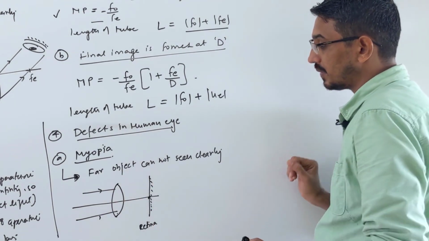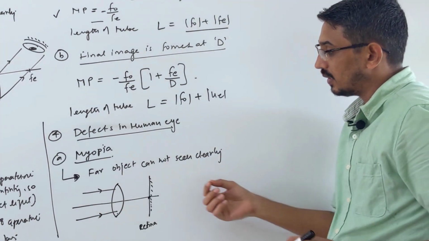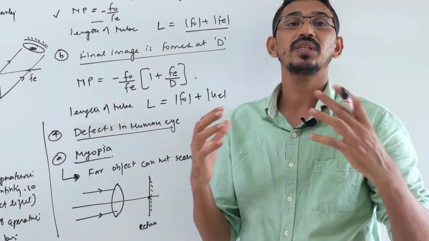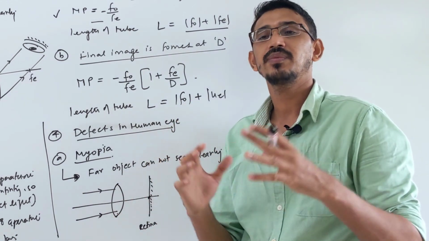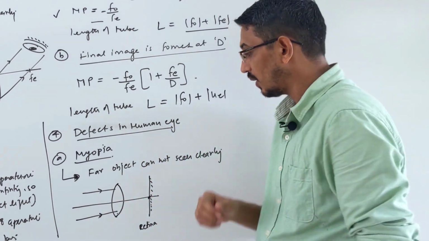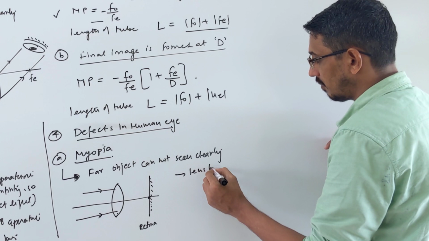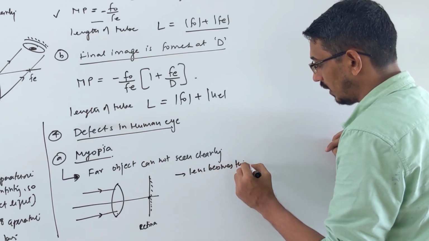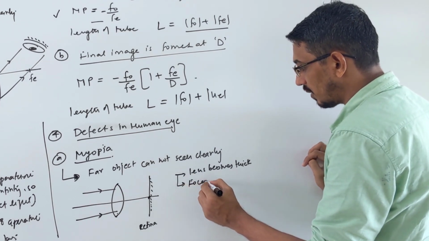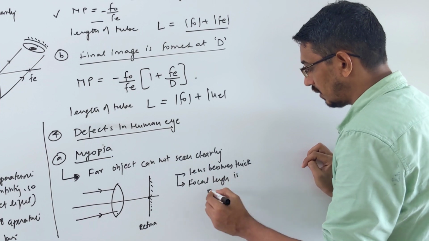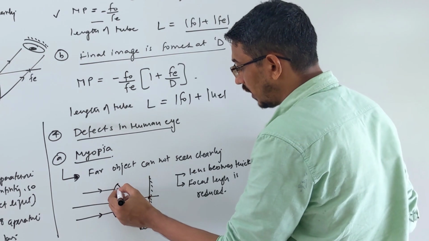But in this defect, what happens? Your lens becomes thick. This human eye lens becomes thick. If the lens becomes thick, the focal length is reduced. So in this defect, the lens becomes thick, which means the focal length is reduced. Initially they should meet at this point, right?